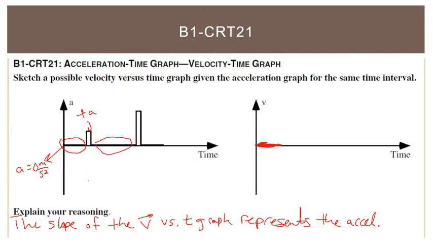Whatever is happening to the acceleration, positive for a brief instant, should happen to the slope of the velocity versus time graph for a brief instant. So I'm going to make the slope positive for a very brief instant, because it's not a very long amount of time. And then it's got to be 0 again, and that's for a while, maybe a little longer. That seems about right.